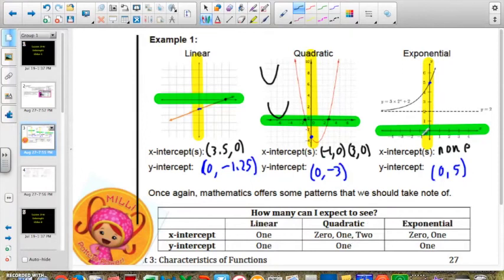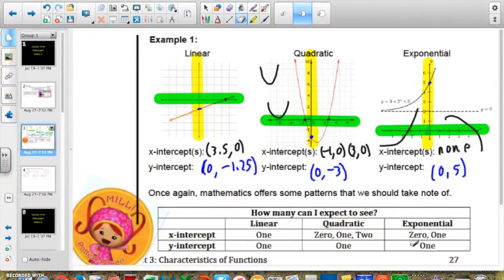For exponential, we could have 0 x-intercepts like we saw in our example, or we could have one, if it starts down here or goes down like this. That's going to have just one intercept. And our y-intercept again will always be one.